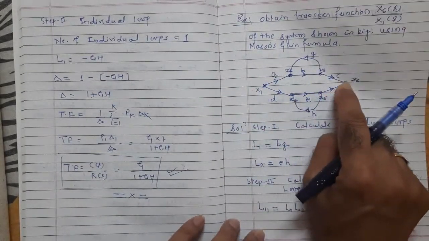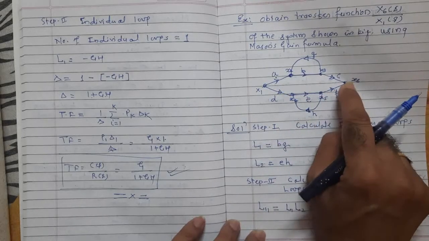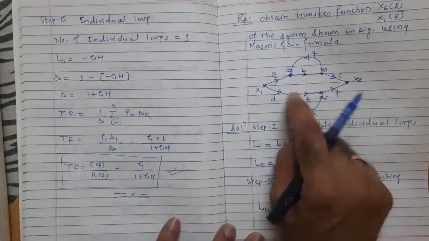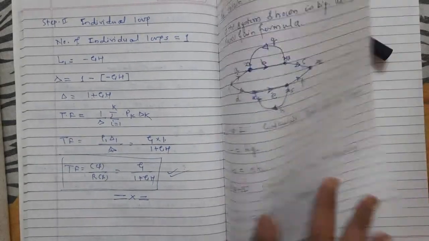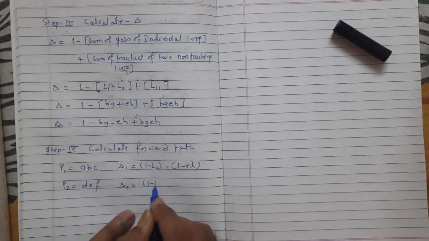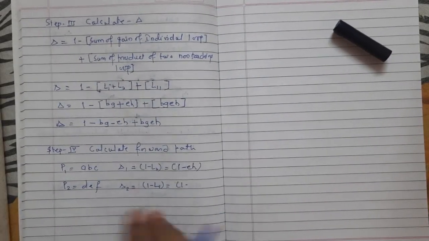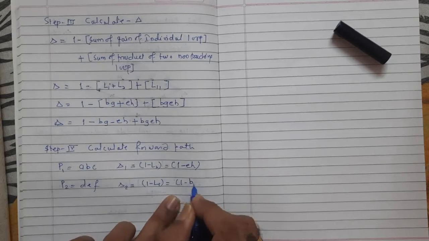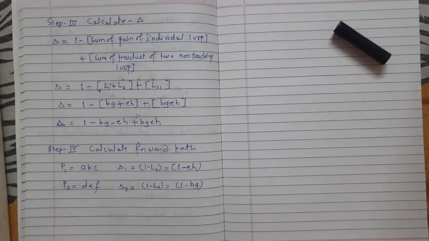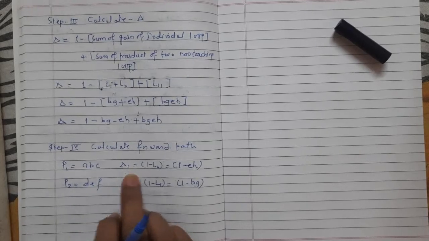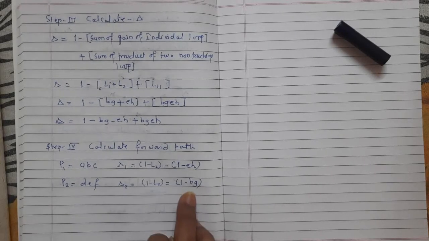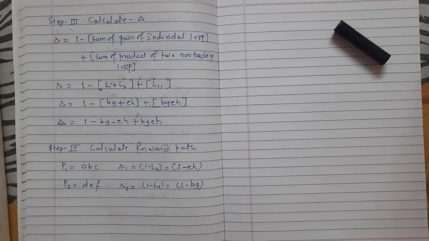And here L2 is touching the second forward path, but L1 is not touching the second path. None of the portions of this loop is touching the second forward path. So we can write 1 minus L1. L1 is b into g. So P1 corresponding del 1 is 1 minus EH, and P2 equals DEF, and corresponding del 2 equals 1 minus B into G.